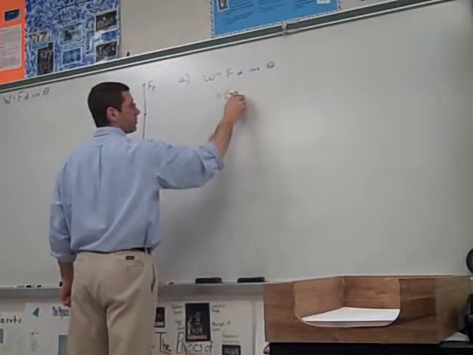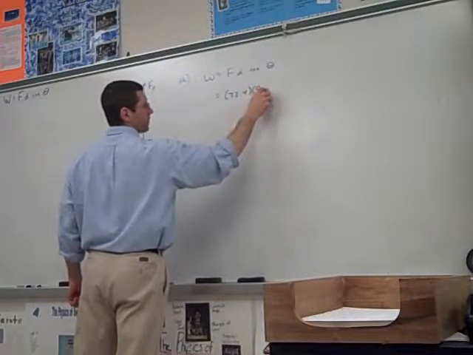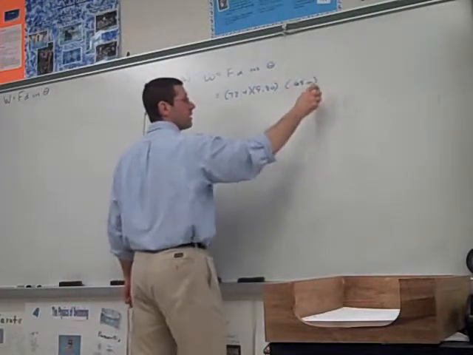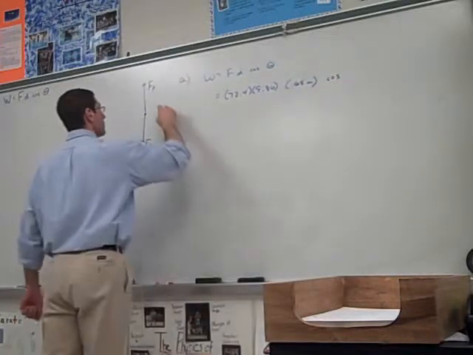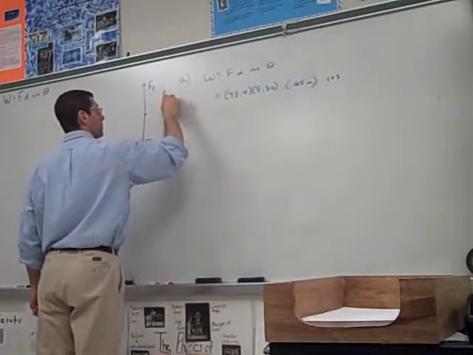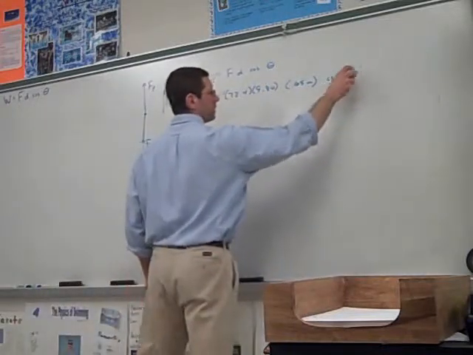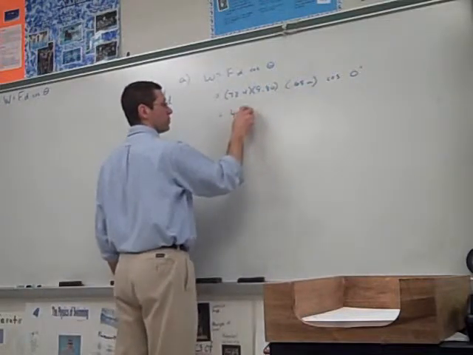So it's 72.4 times 9.80. That's the force he applies. He's doing that through 0.65 meters. And the angle between the displacement, which is up, and the applied force is 0. And so we get 460 joules.